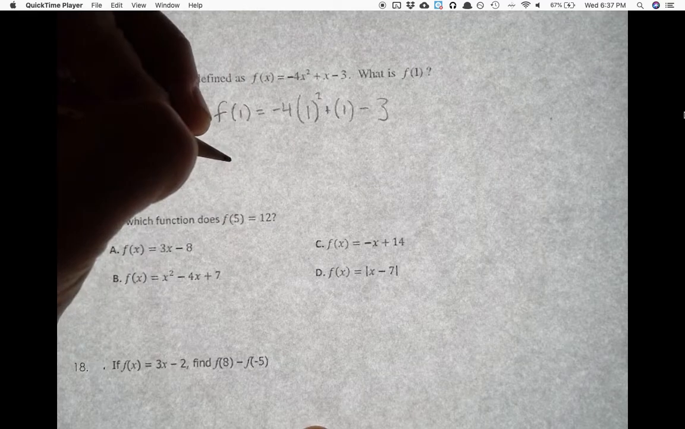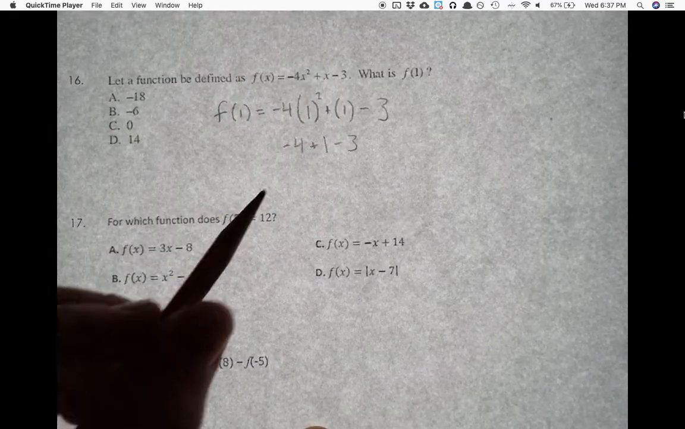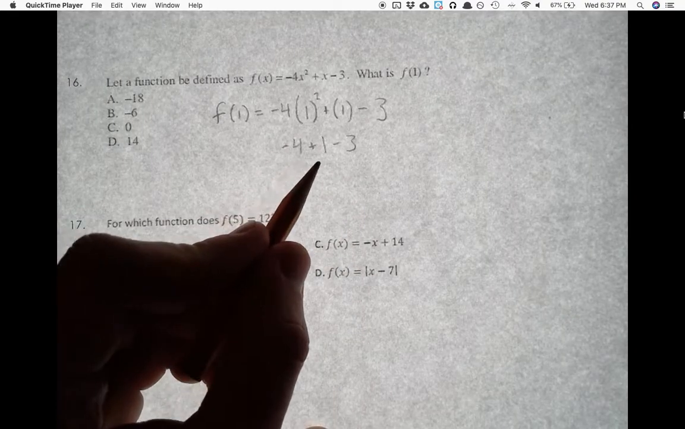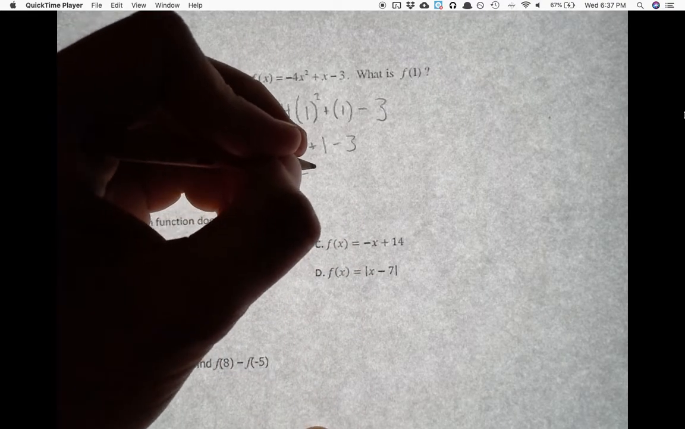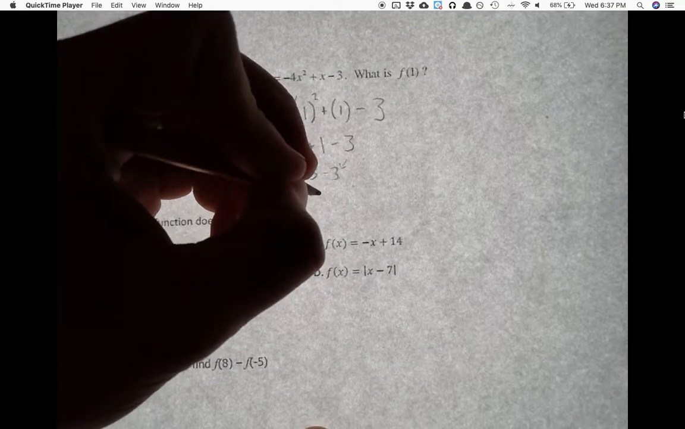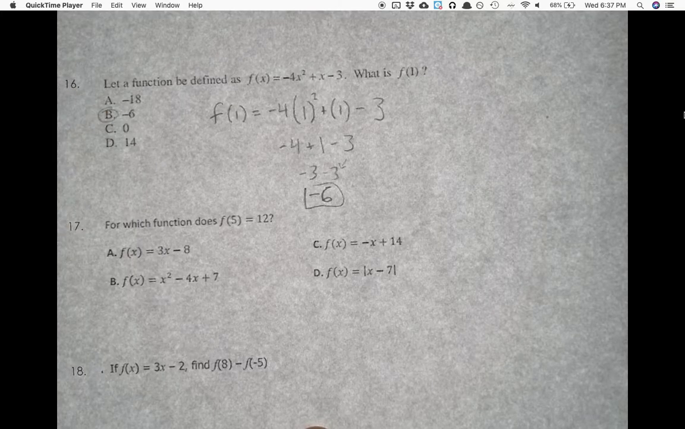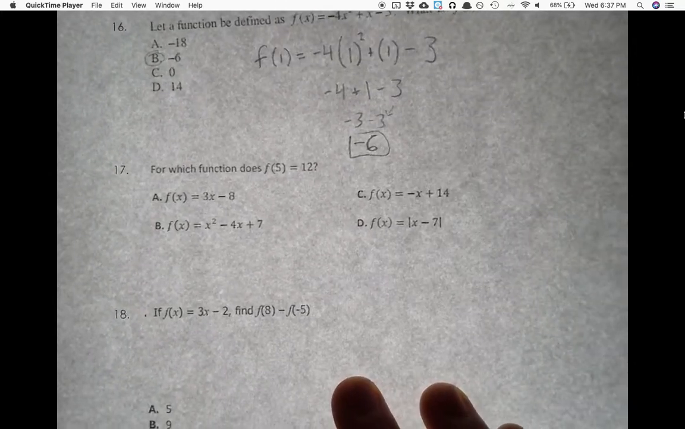So 1 squared is 1. Negative 4 plus 1 minus 3, I'll go from left to right now. Negative 4 plus 1 is negative 3. Bring down the minus 3. Negative 3 minus 3 is negative 6. So for this first one, it should be answer choice B.